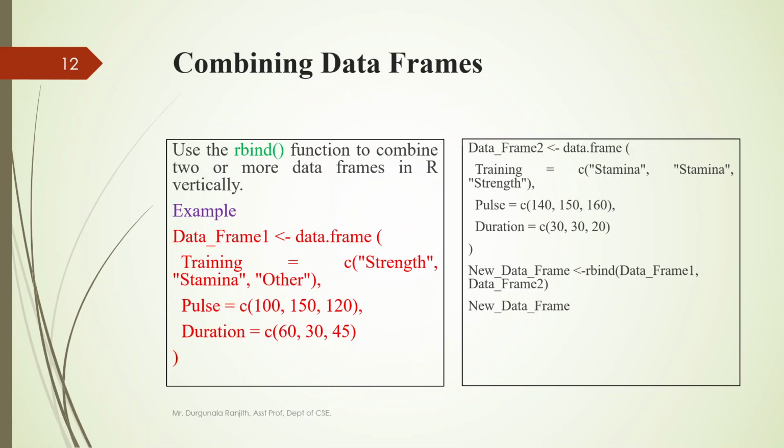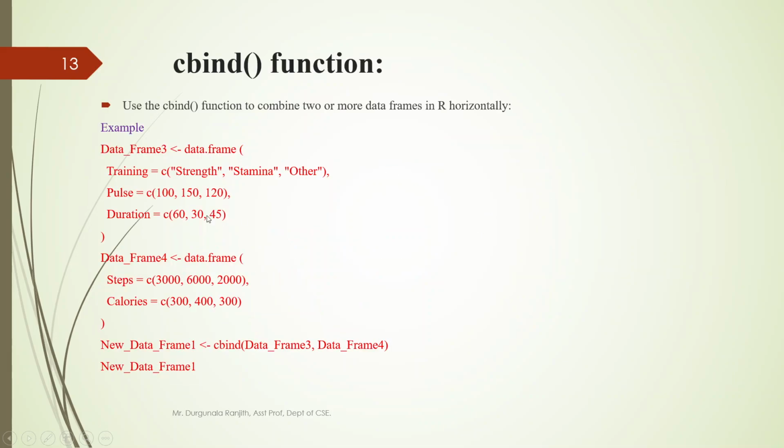So here we can combine the data frames row wise. When you want to add row wise, you should have the same column names, like here training, pulse and duration. See here training, pulse and duration should be there. When you want to add column wise, the columns should be different. So in the first data frame we have training, pulse and duration, 3 columns, and in the second data frame we have 2 column names, that is steps and calories.